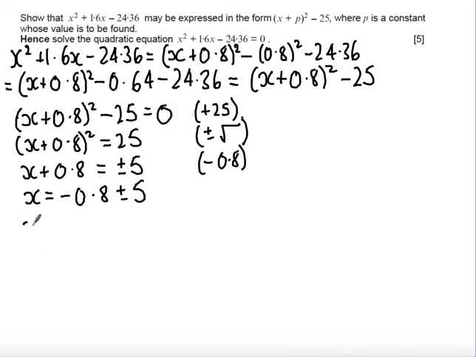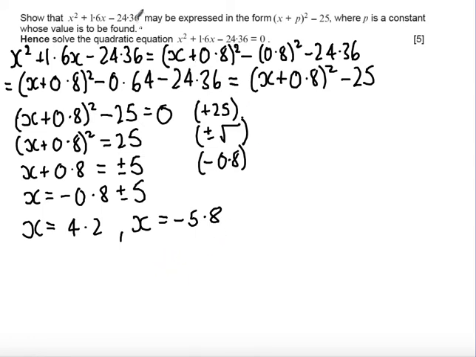Just make sure at the end you explicitly state your solutions. So minus 0.8 plus 5 will give us 4.2. And minus 0.8 minus 5 gives us minus 5.8.